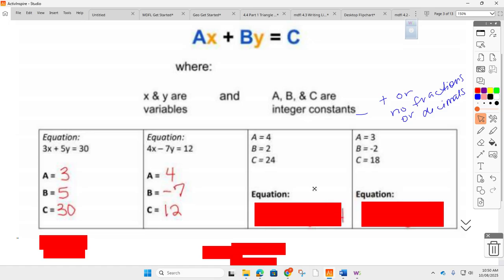So if we know our A, B, and our C, we can write an equation to fill in these blanks. Yes, you do. 4x plus 2y equal to something. Yes, it's equal to 24. So we're just filling in the blanks here. Everybody do this one on your own. Remember the tricky part is the negative.